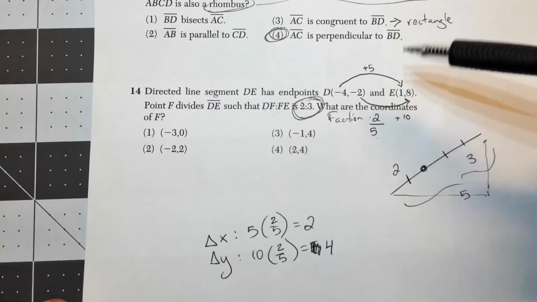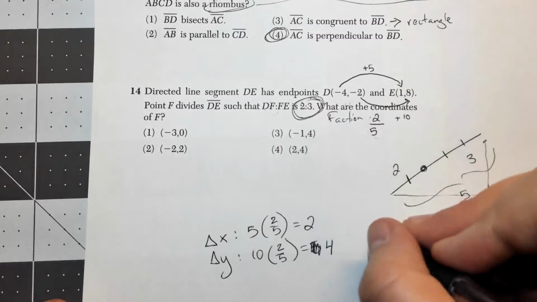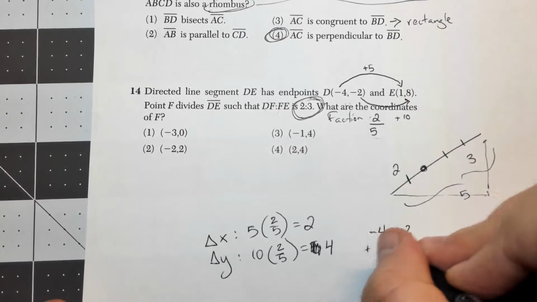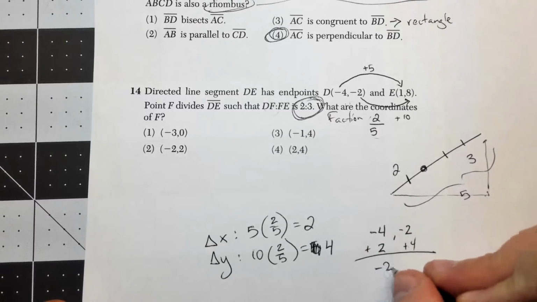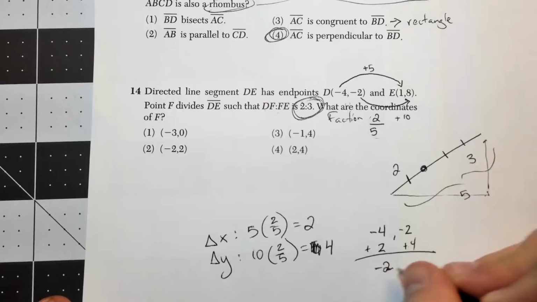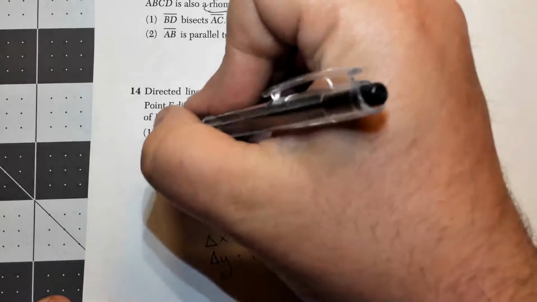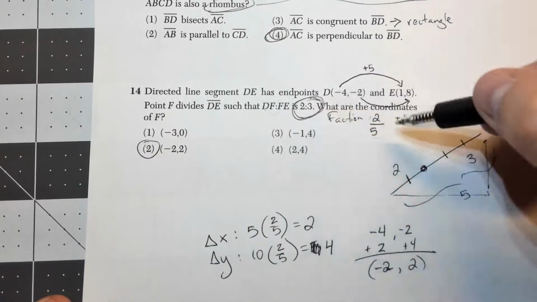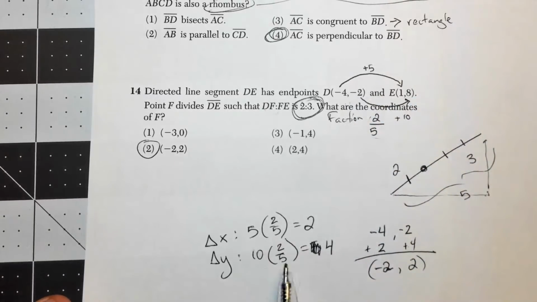And then what we're going to do is take these 2 changes and add them onto point D. So point D has coordinates of -4 and -2. And we're going to add 2 to the X, we're going to add 4 to the Y, and we end up with a point of -2, 2, and this is going to be our answer. So that's choice 2. All right. So remember, fraction of the line we're using from the ratio, count your change in y, change in x, multiply times the fraction, and add it to the first point.